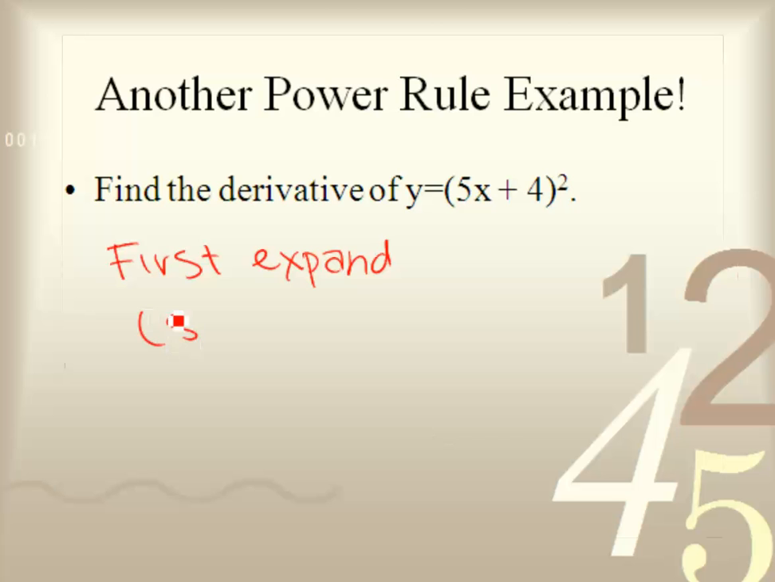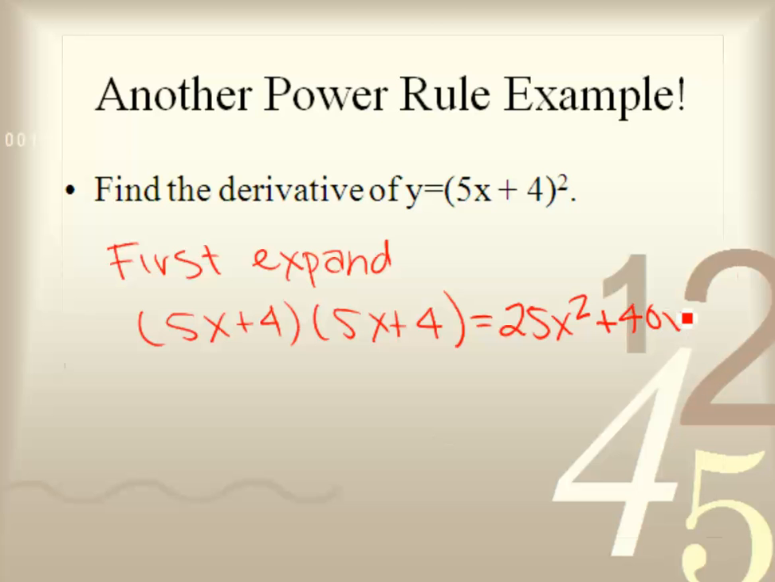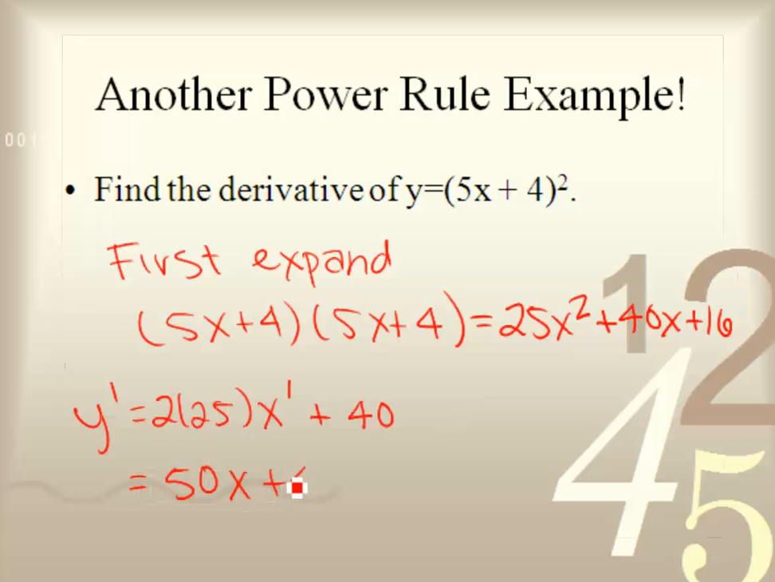So using FOIL, 5x plus 4 times 5x plus 4, you're going to get 25x squared plus 40x plus 16. That's actually our equation that we want to take the derivative of. So y prime would equal 2 times 25 x to the 1st plus 40. Remember, that would be x to the 0, which we don't need to write. So our derivative is 50x plus 40.